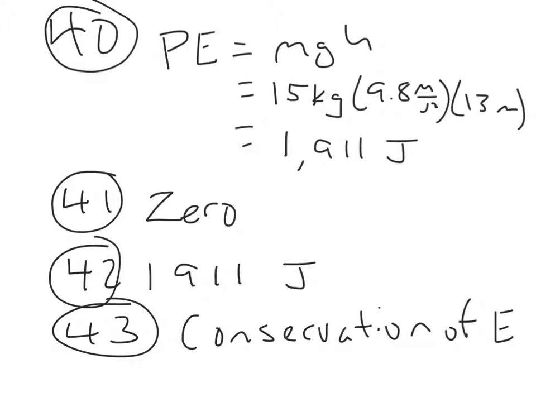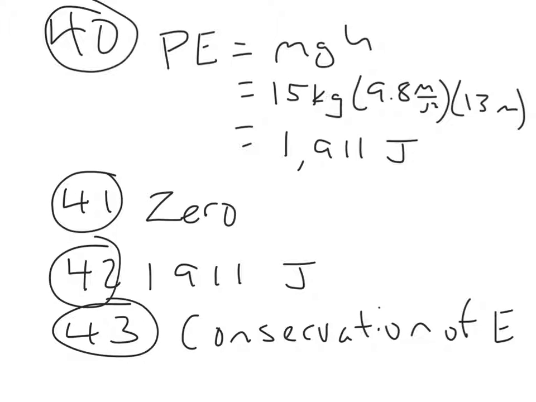That's the potential energy. 41 is pretty easy to do. What is the potential energy of the melon as it strikes the ground? There is no potential energy once something reaches ground level. In other words, if you have a brick, let's say on a step ladder, it's got plenty of potential energy. You put the brick on the ground, it has zero potential energy.